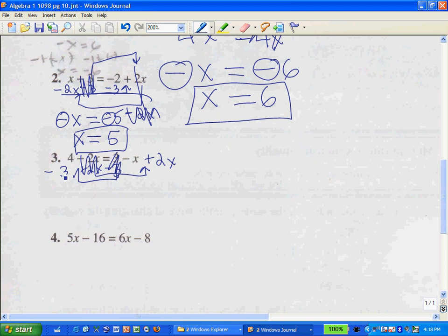So let's do the left side first. We get 4 minus 3. 4 minus 3 equals 1. And negative x plus 2x equals a positive x. And my answer is x equals 1.